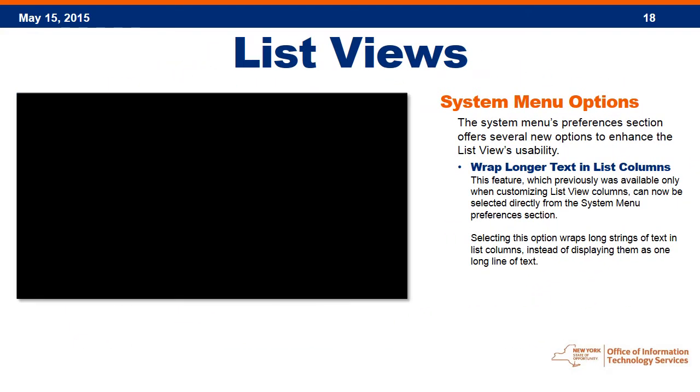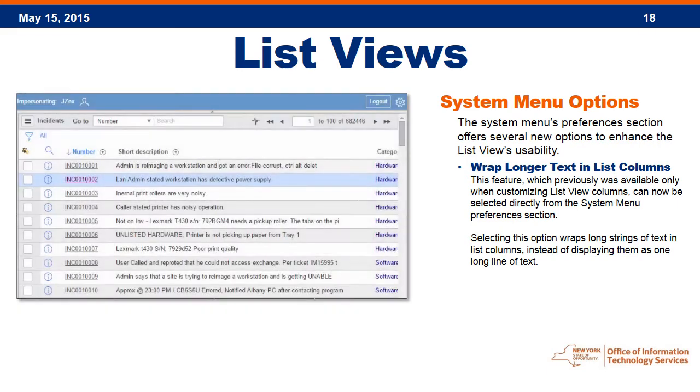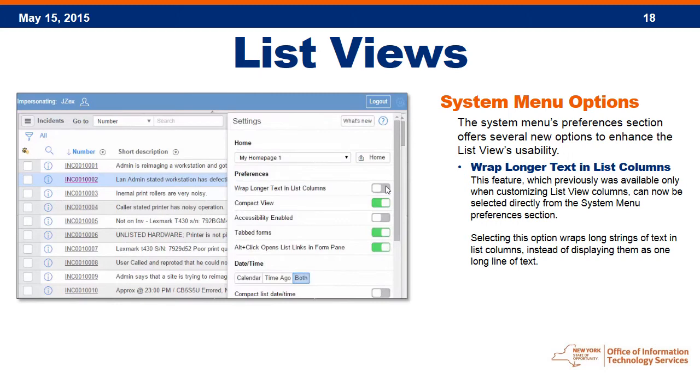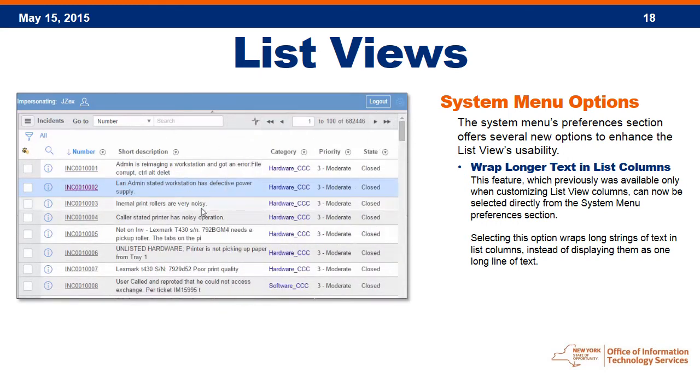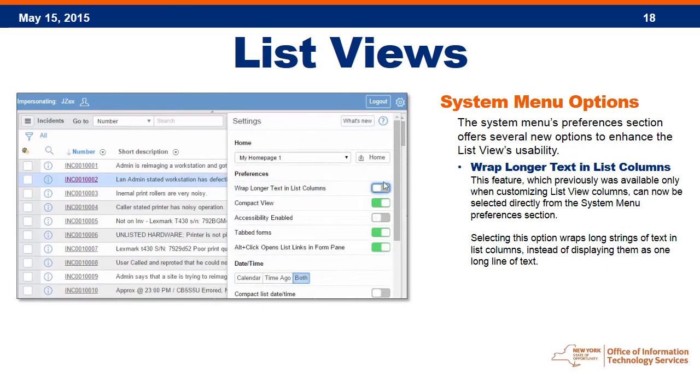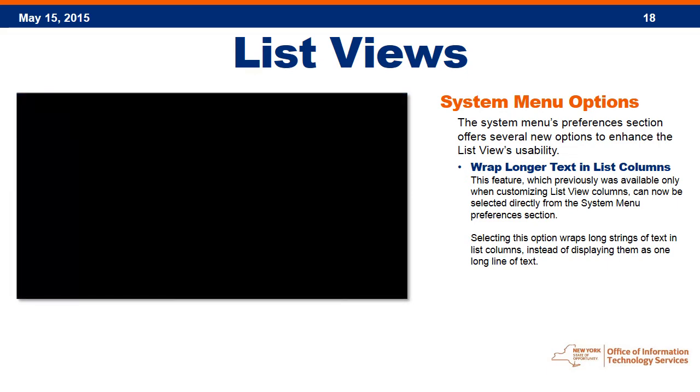The System Menu Preferences section offers several new options to enhance usability. For example, there is an option to wrap longer text in the list columns. When this feature is turned on, it'll wrap long strings of text as shown here, instead of displaying them as one long line of text.